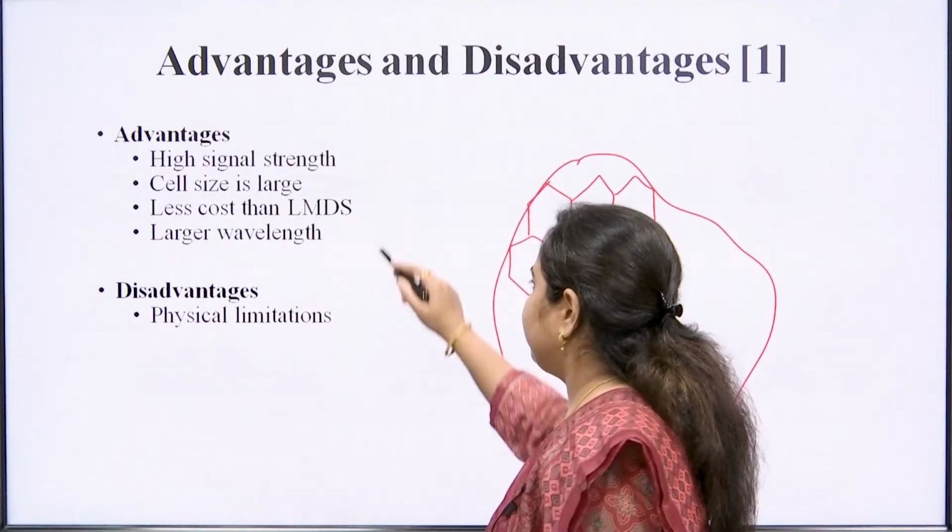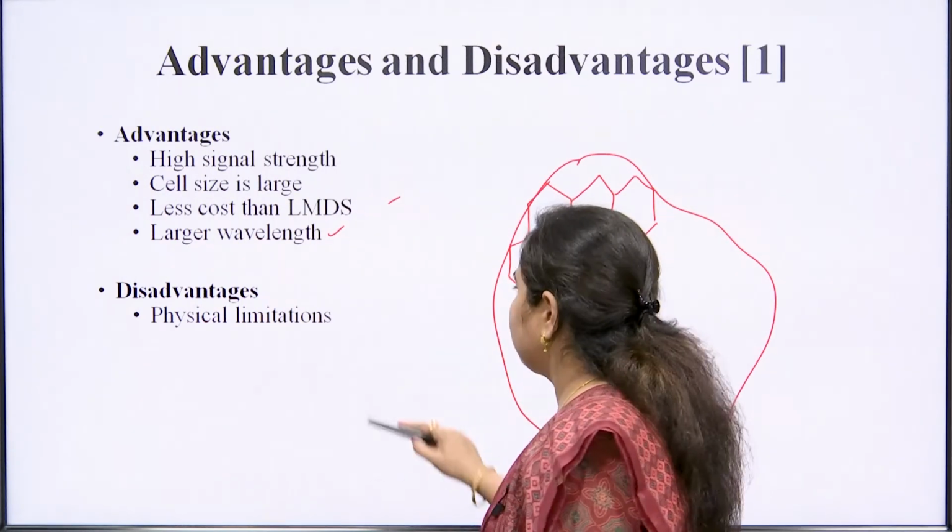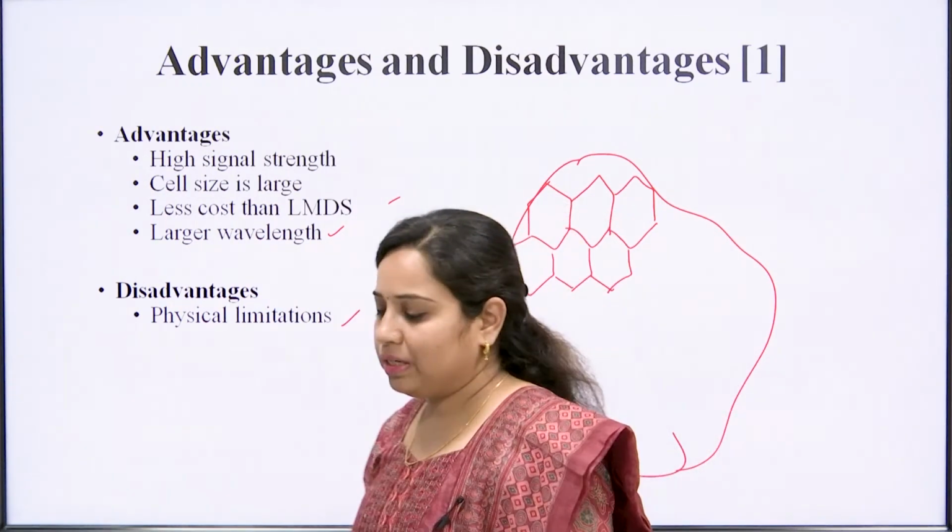Less cost than LMDS will be there, and it will provide larger wavelength. Disadvantage of this is that physical limitations are there. So, that is the case with MMDS.